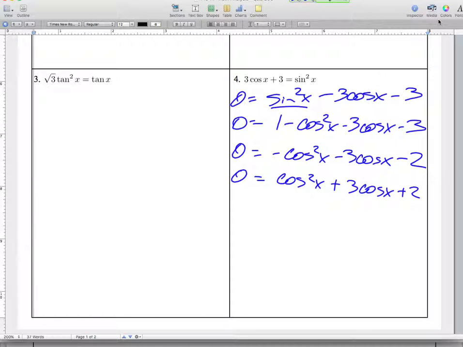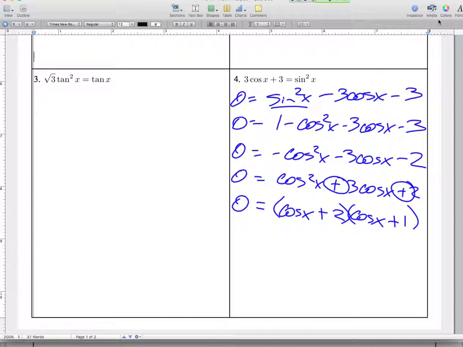Alright, so what type of factoring might I have to do here? Trinomial. I have a trinomial which factors into 2 binomials. Factors of cosine squared are cosine and cosine. Factors of 2 are 2 and 1. That sign tells me both signs are the same, and that tells me they're both positive.